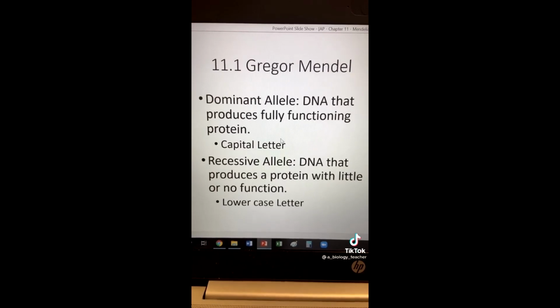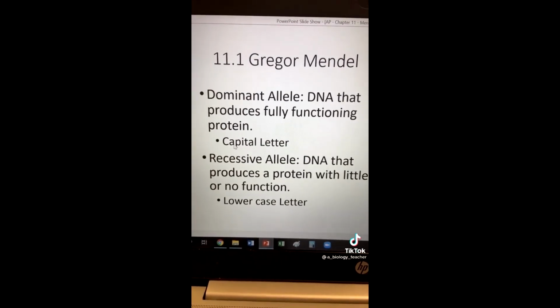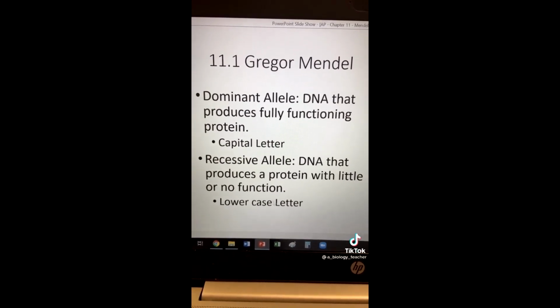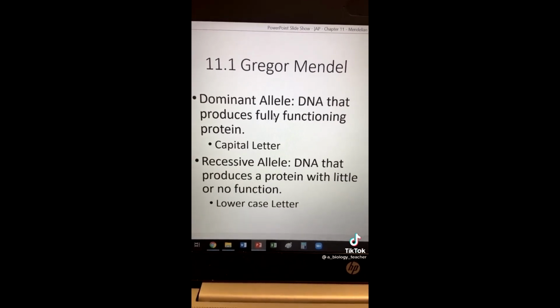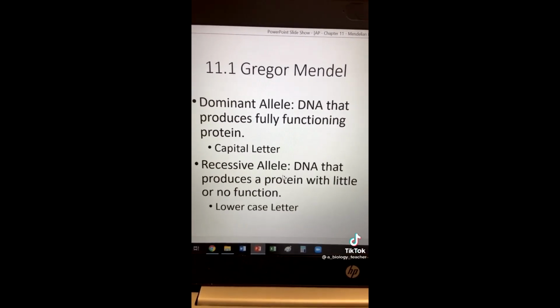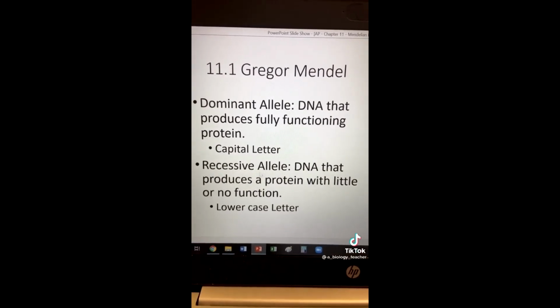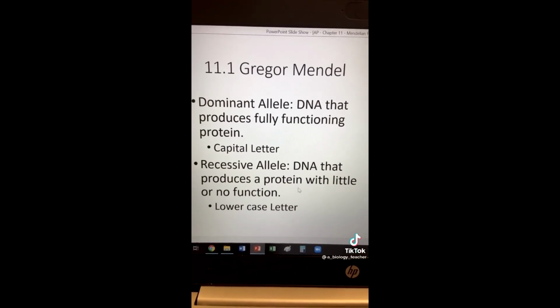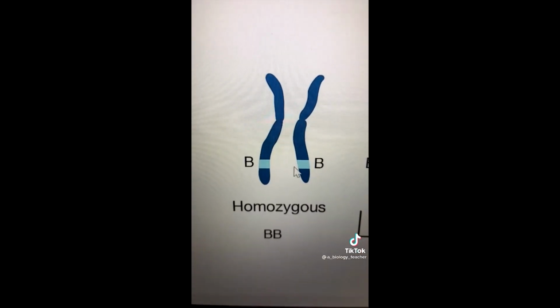Now, these alleles can either be dominant or recessive. Dominant alleles are represented with capital letters, while recessive alleles are represented with lowercase letters. Dominant alleles usually mask the recessive alleles, and you'll only see the recessive allele phenotype if you have two recessive alleles. Genotypes usually contain two alleles.